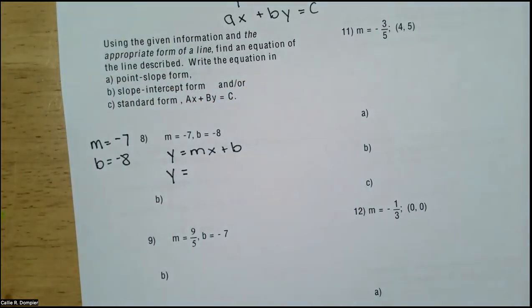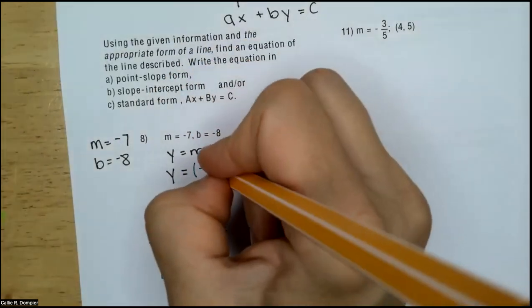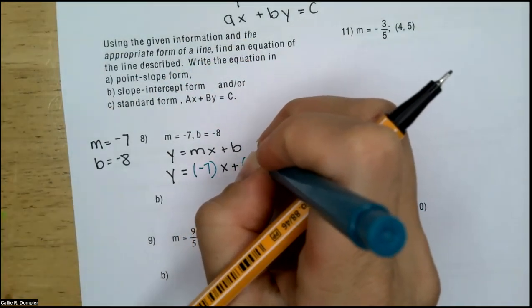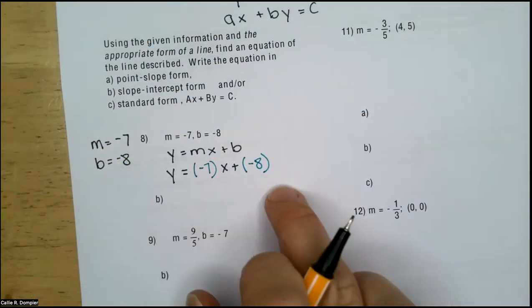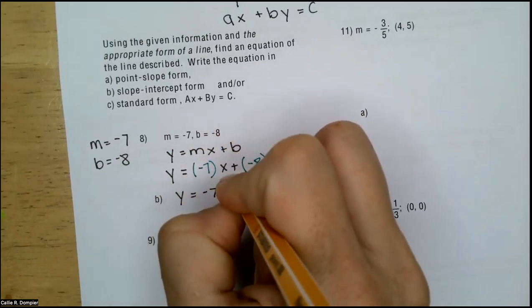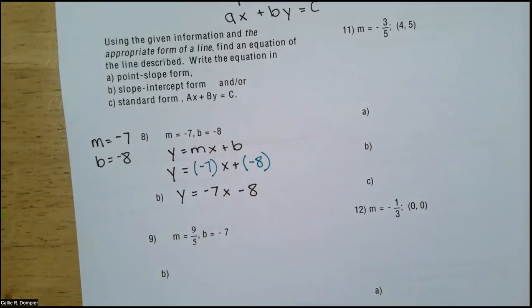Y equals -7 x plus -8. My slope is -7. My y-intercept is -8. Simplify it. Y equals -7x minus 8, because adding a negative is the same as subtracting. Good?